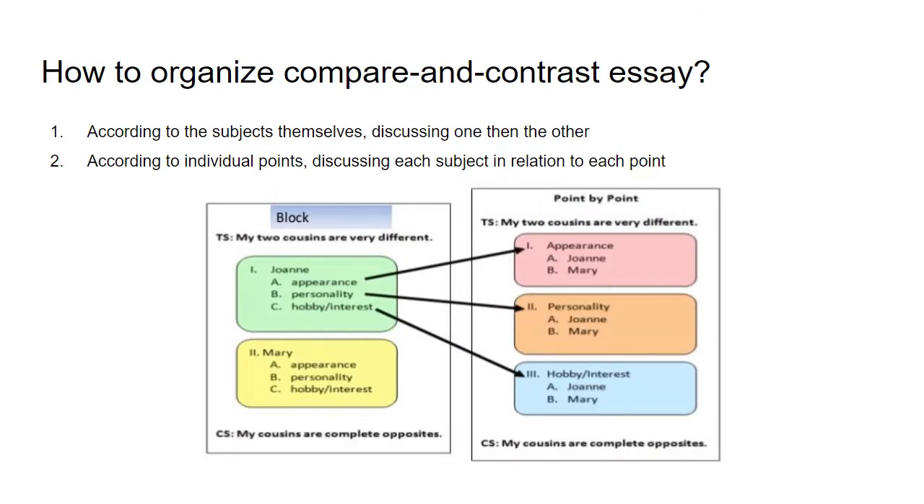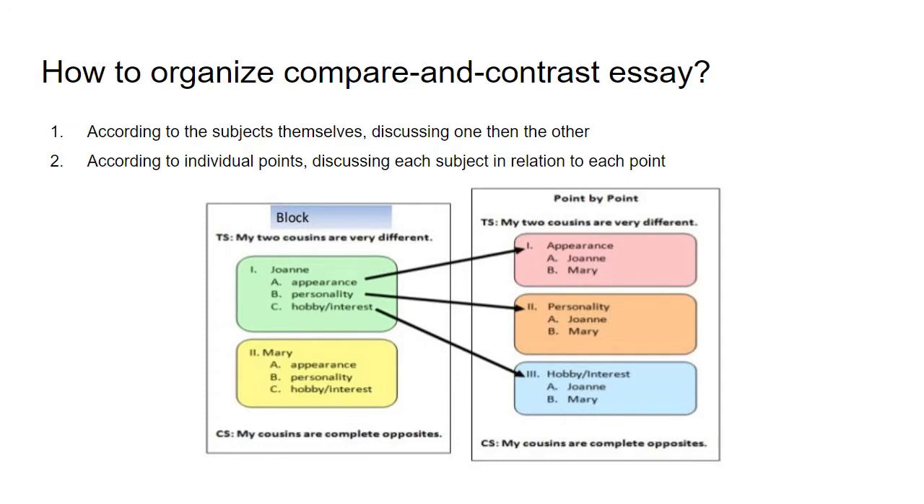So how to organize compare and contrast essays? You can organize it according to subjects, or according to individual points. The subject here we call block lah, block. For example, my two cousins are very different. You have Joanne and Mary. Joanne, you have appearance, personality, hobby, interest. Mary, you have appearance, personality, hobby, interest. So you write according to subject. Maksudnya you ada introduction, lepas tu you write about Joanne sahaja dalam perenggan kedua. Perenggan ketiga you hanya cakap pasal Mary, and then your conclusion. Habis.